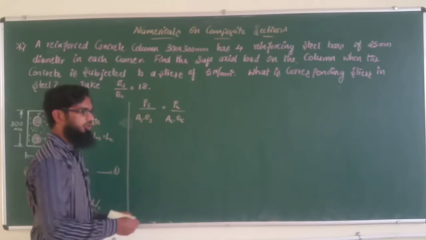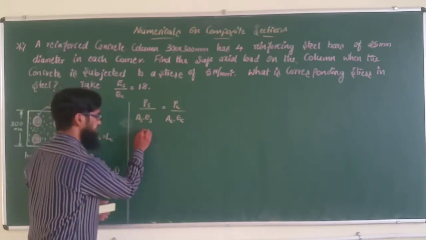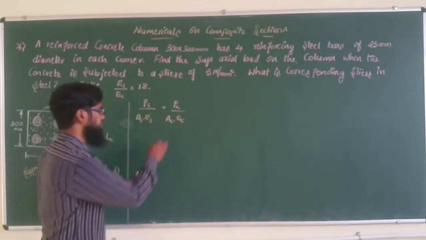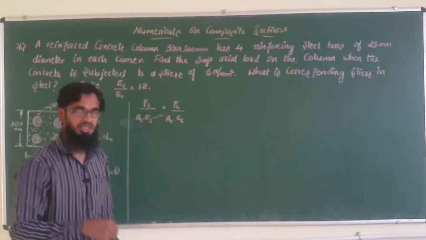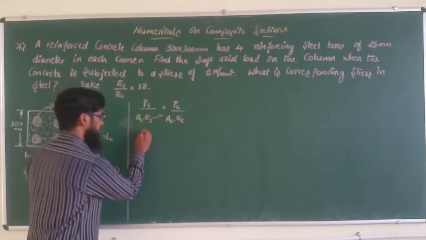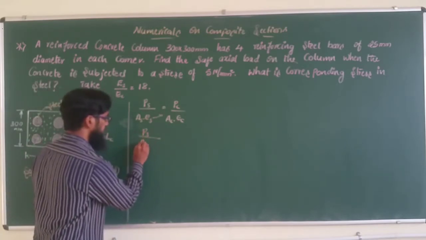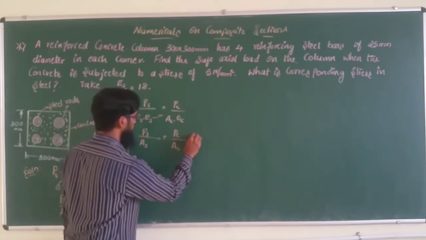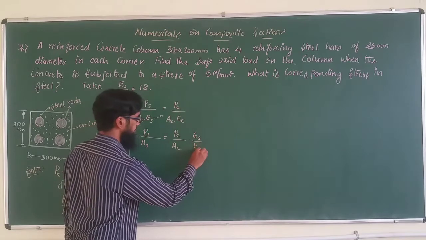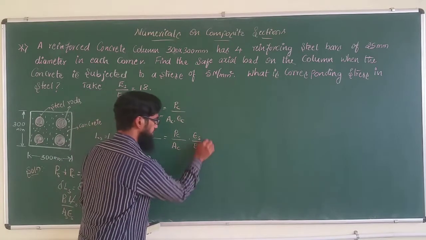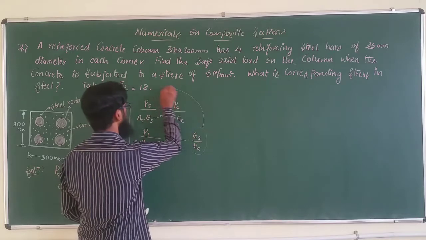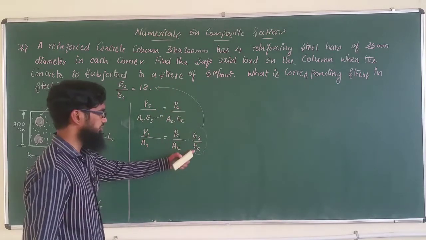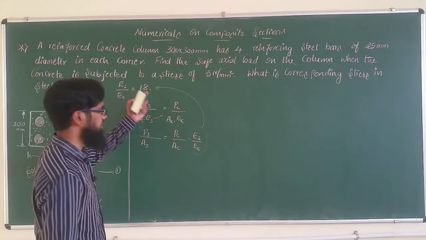Now if we cross multiply the Young's modulus to the right hand side, it becomes PS by AS is equal to PC by AC into ES by EC. This ES by EC I can directly write as 18.